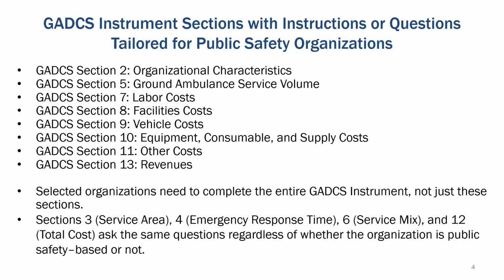And so we'll start off talking a little bit about section 2, where you, for the very first time, indicate that your ground ambulance organization is fire, police, or other public safety based. And then all of these other sections, section 5, 7, 8, 9, 10, 11, and 13, all of which have changes to the questions you're asked or the wording of the questions to reflect a distinction between organizations that are and aren't public safety based.